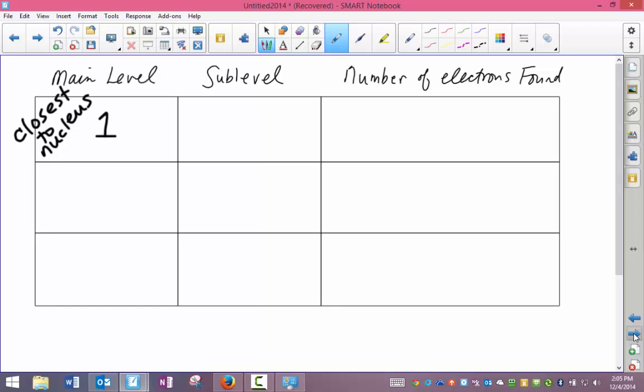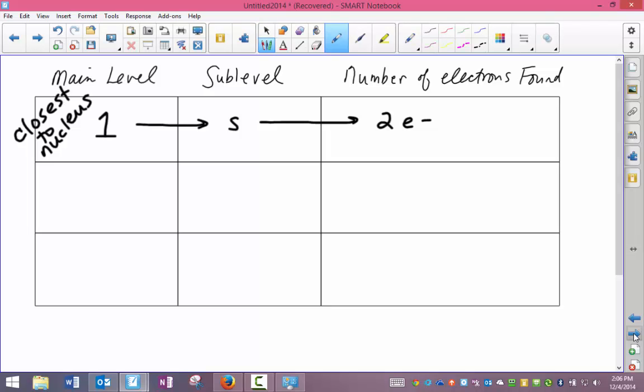And in this first cloud or first main level, this first main orbital, if you will, you're going to find 1 sublevel. And that sublevel is called an S. And if you remember from the other slide, that S sublevel can hold a maximum of 2 electrons. So you're going to be able to find 2 electrons in that sublevel cloud or sublevel orbital.